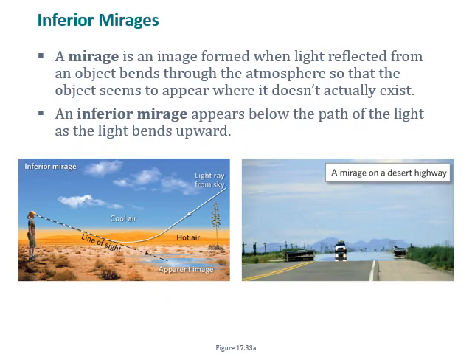Lastly, we'll discuss a few optical effects of the atmosphere, like mirages and inferior images. A mirage is an image formed when light reflected from an object bends through the atmosphere so that the object seems to appear where it actually doesn't exist. So this will be the case in the image on the left. Our line of sight sees an apparent image as a result of bending of light from the cool air over the hot air. An inferior mirage appears below the path of light as the light bends upward.